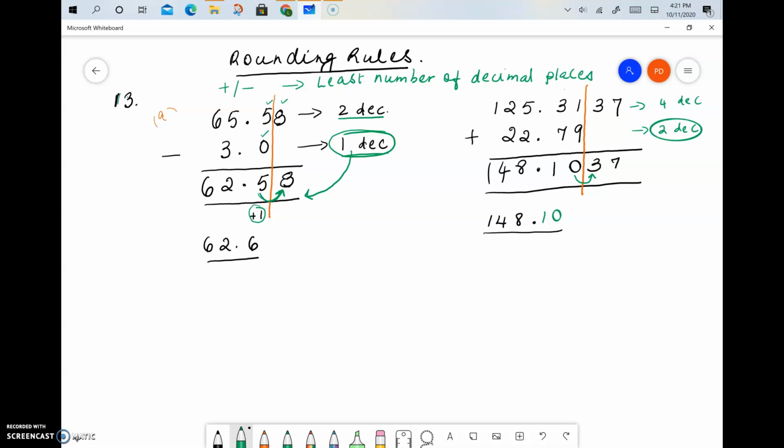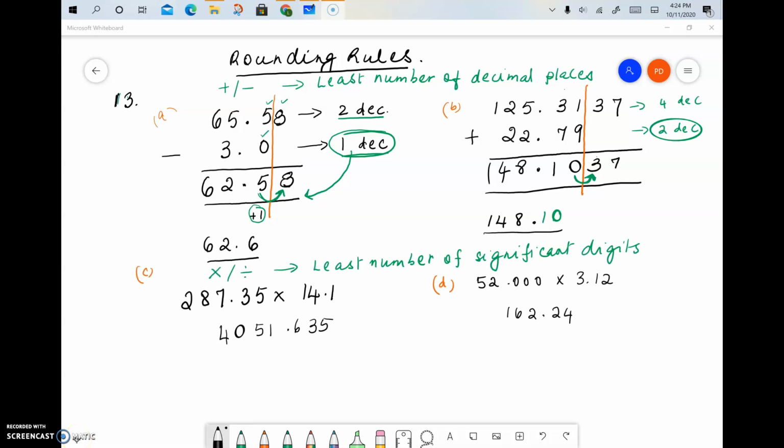which is 2. So we round it to 2 decimal places, which is to the 100th place. We look 1 place value to the right, that's a 3, so we round down, which means we leave the 0 as it is, and the final answer is 148.10. So the first two examples that we looked at, that is A and B, the problems were either adding numbers or subtracting numbers. And the rounding rule for addition and subtraction is round to the least number of decimal places of the numbers that you've added or subtracted.